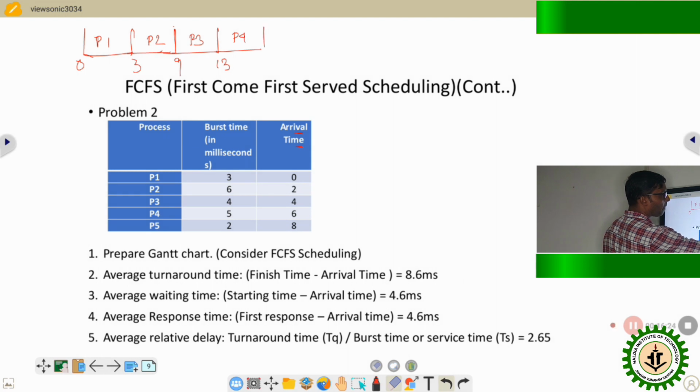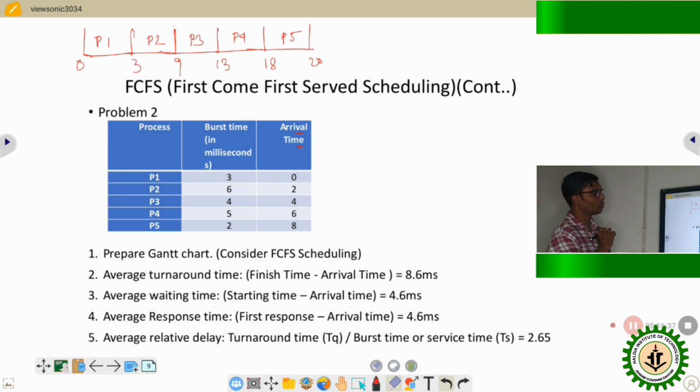P4, how much? P4, 5, 18. And P5, 20. So we construct the Gantt chart.